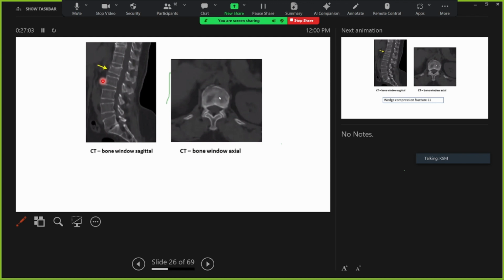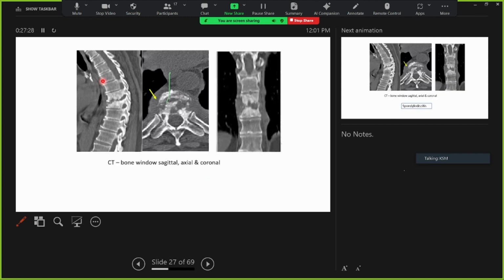So this is the CT spine. You can see there's an abnormality in L1. What is the abnormality? Anterior height of the vertebral body is reduced compared to posterior height, and the vertebral AP diameter is maintained. That is a simple wedge fracture, a wedge compression fracture in the L1.